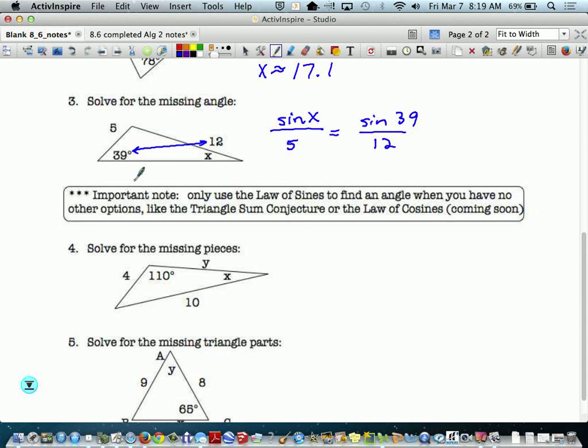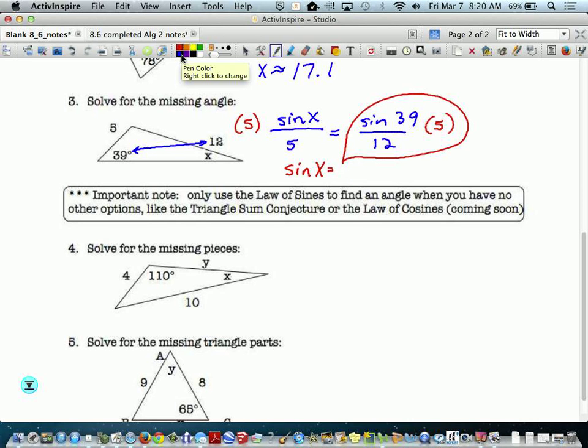So there are really two things you have to do here. One, we have to multiply by 5 on both sides. So my sine of x will equal all of that stuff. Then what's the last thing we have to do? What do we have to do to get rid of the sine? Sine to the -1 on both sides. So remember, x is going to be an angle, so here's what it looks like.